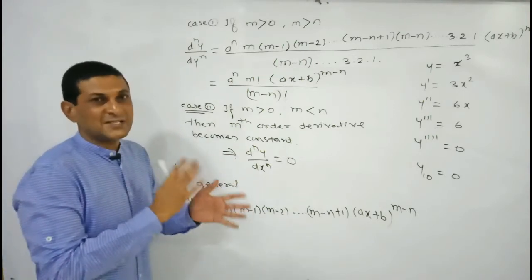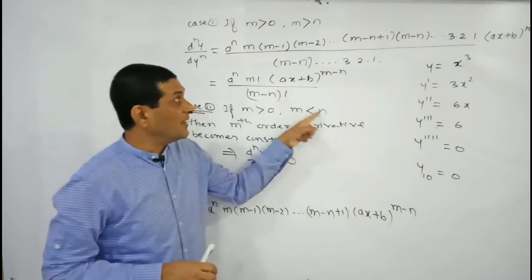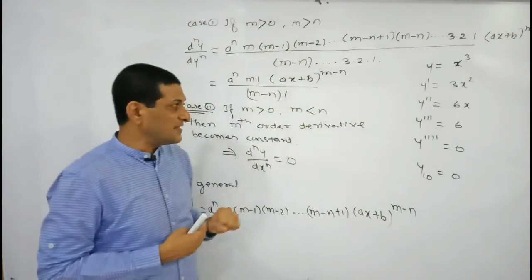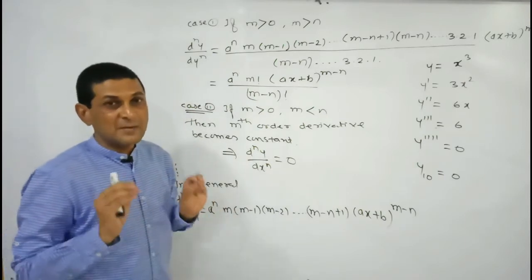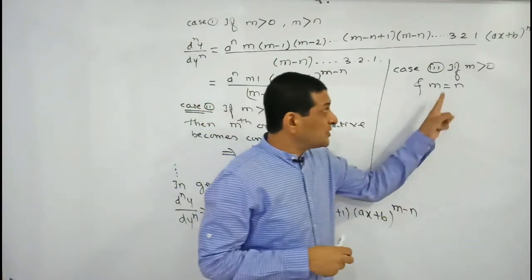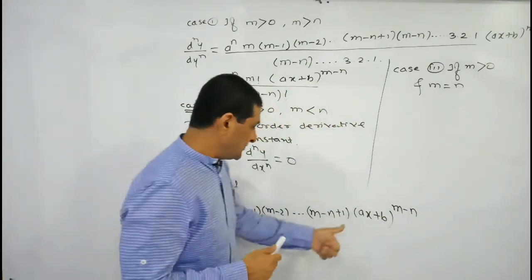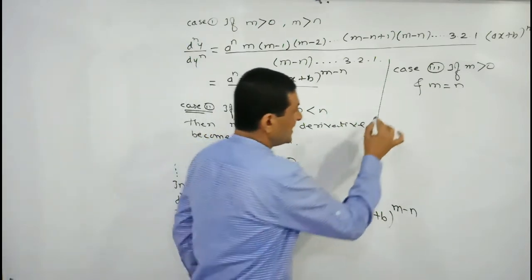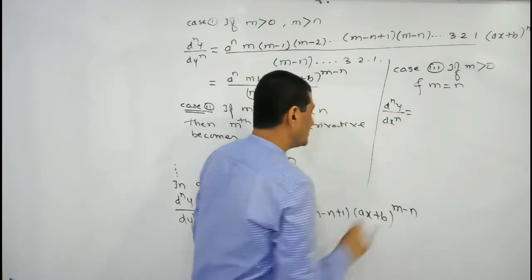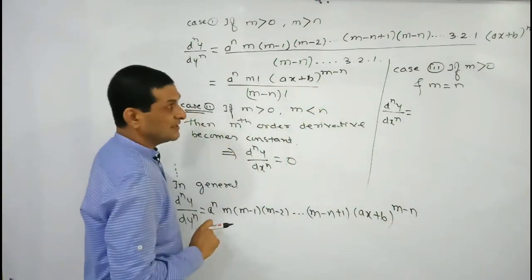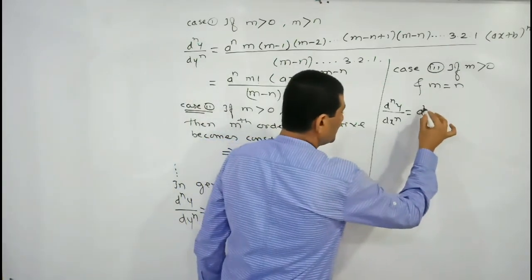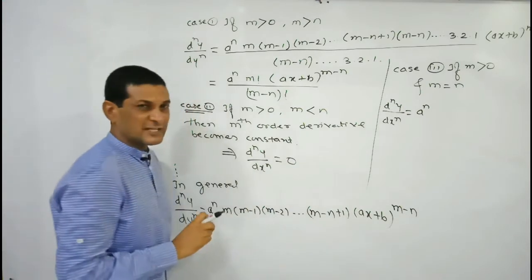Now let us discuss the last case, if m and n are equal. In the first case we considered that m is greater than n, in the second case that m is less than n, and in the last case we will discuss when m and n are equal, and what result we get at that time. Now observe what result we will get if m is equal to n. Observe, this is the value of the nth order derivative. What is the value of the nth order derivative? dny upon dx raised to power n is equal to a raised to power n. But m and n are equal, so keep it as it is, a raised to power n, or you can write n replaced by m also.